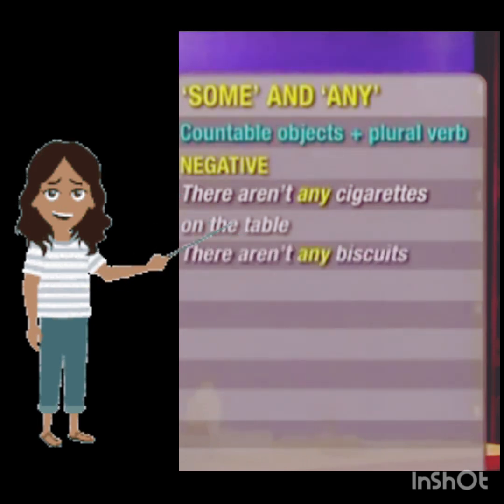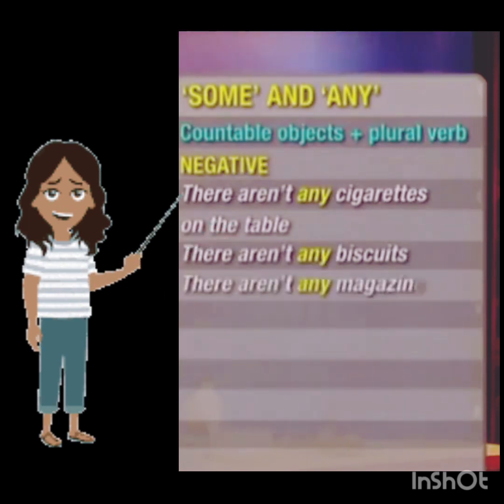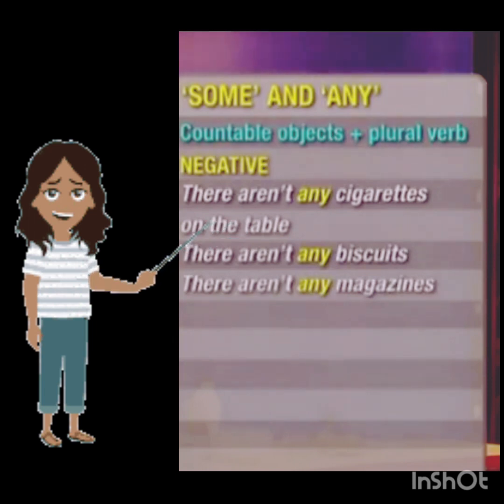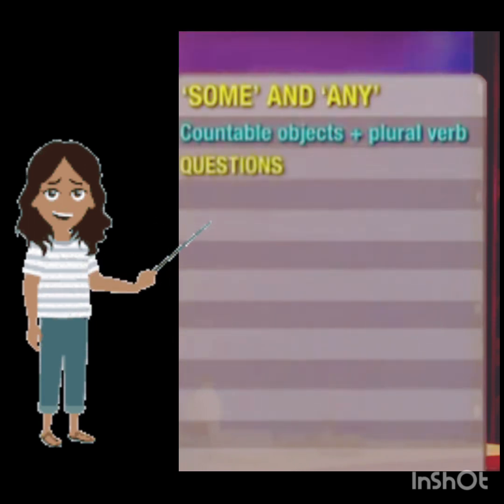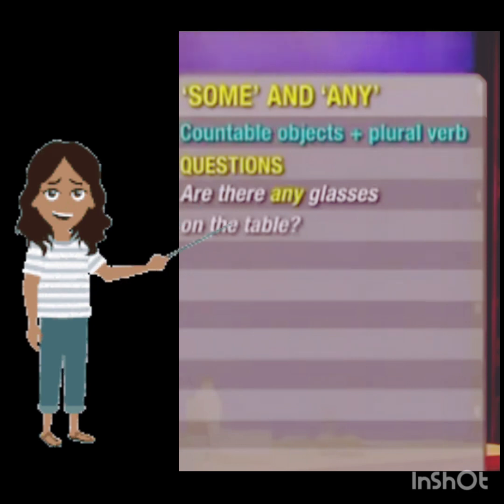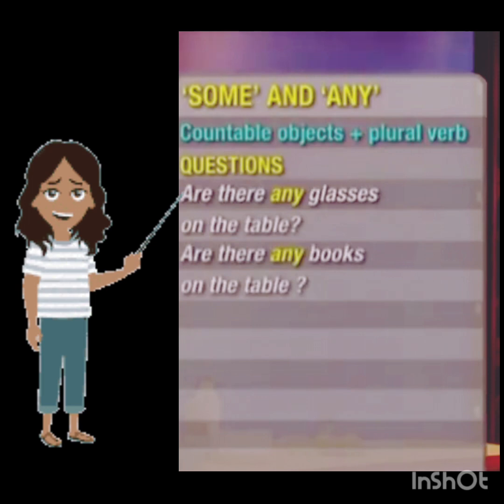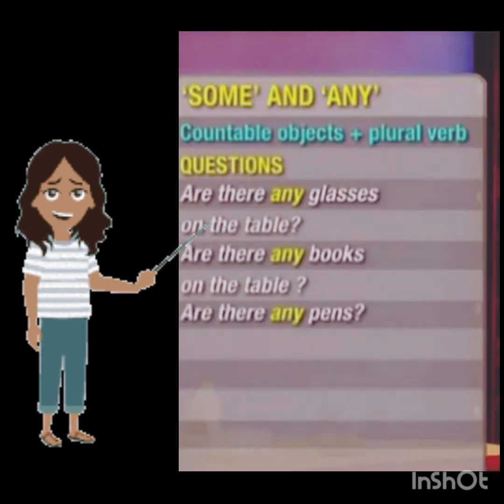There aren't any biscuits. Important, any for the negative. There aren't any magazines, for example, all right? Now, questions. Here again, we use the word any. We use any in the negative and any in the questions. So, are there any glasses on the table? Are there any books on the table? Are there any pens? All right, so some in the positive, any in the negative, and the question form.